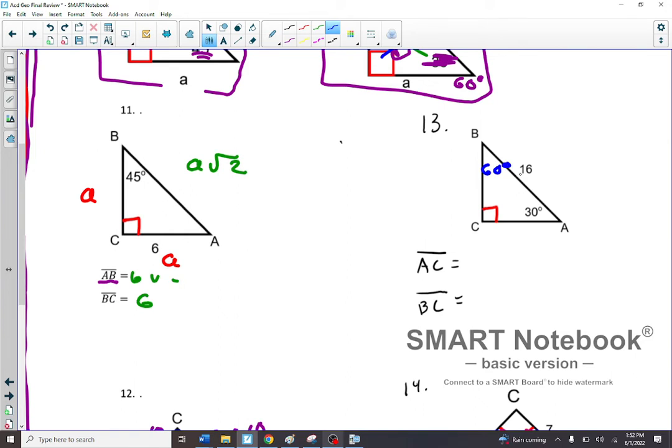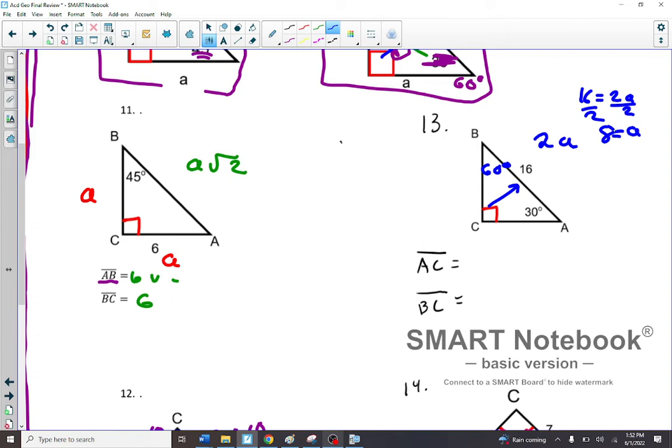Now let's do the work. Across from the hypotenuse, I use blue. So across the hypotenuse is 16. That's 2A, 2 times A. So let's figure out what A is. 16 equals 2A. Divide by 2 on both sides. A equals 8.